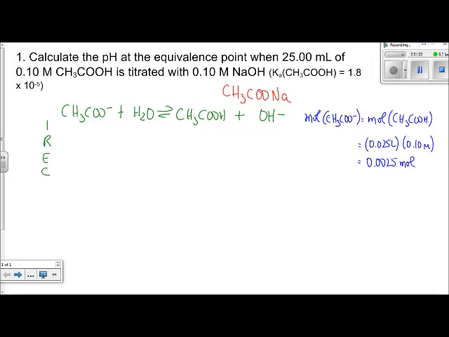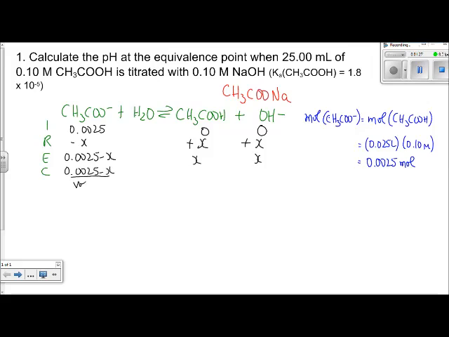So we can take that number of moles of acid we started with. We know that's going to be equal to the moles of salt generated, and we put it in the I line of our ICE table. We start with 0 products, so we gain X moles of each product, and we lose X moles of reactant. We now at equilibrium have 0.025 minus X moles of reactant, or acetate, and X moles of each product.